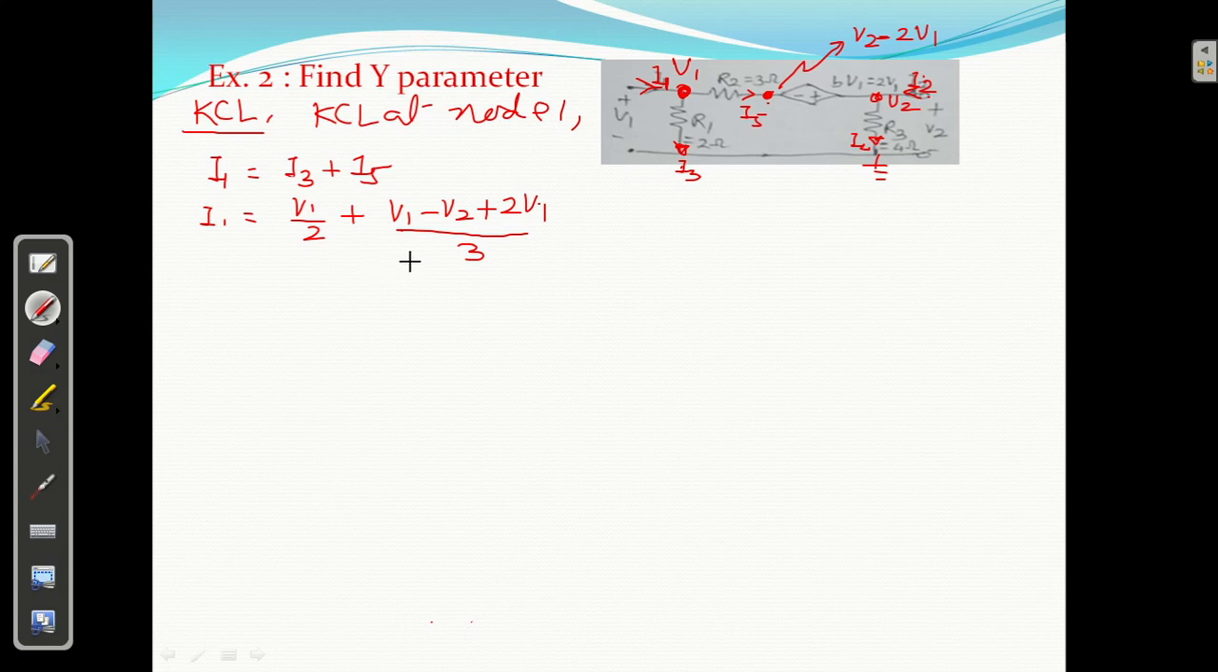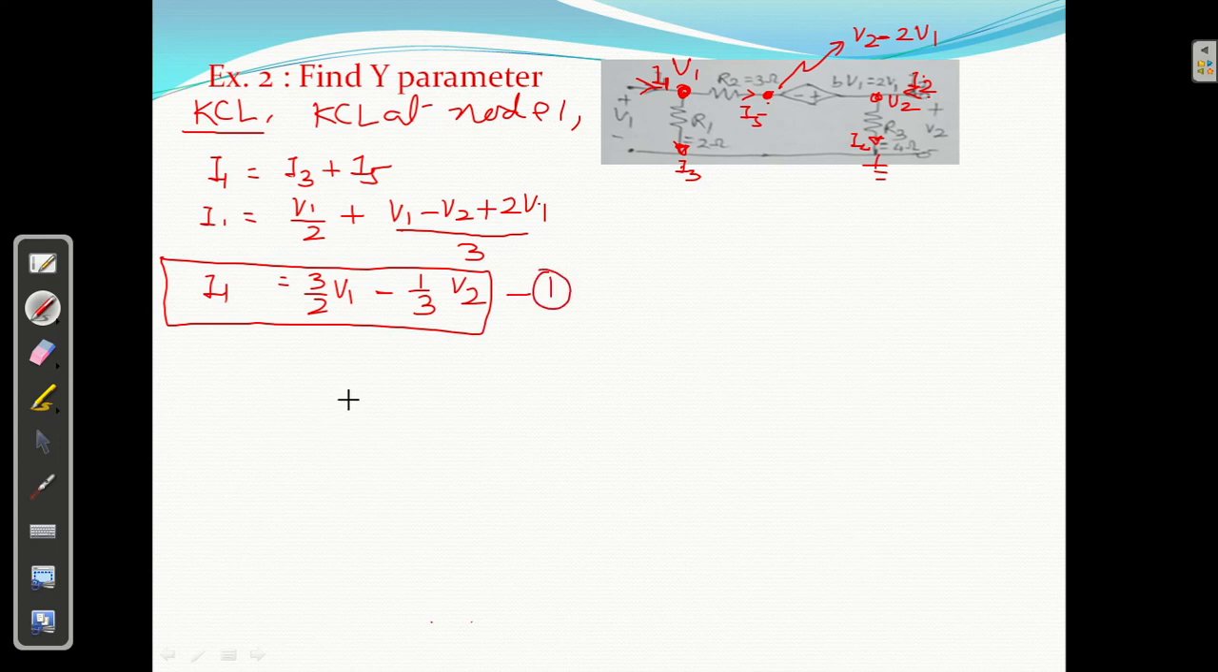Okay, so if you solve it, we will get V1 plus 2V1, 3V1 upon 3, plus V1 by 2. So you will get 3 by 2 V1, right now? V1 plus 2V1, 3V1 upon 3. So V1 यहाँ आ जाएगा और 1 by 2 V1 है, तो 3 by 2 V1 minus 1 by 3 V2 equal to I1. I got this equation for y parameter. Equation number 1. Okay. Equation number 2 लिखना है.